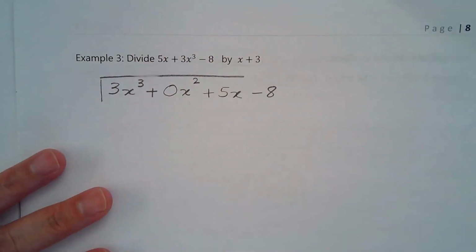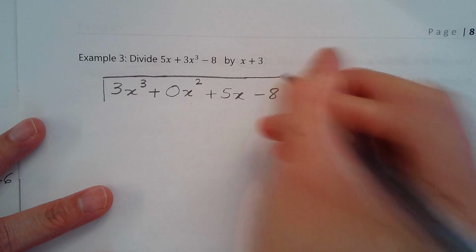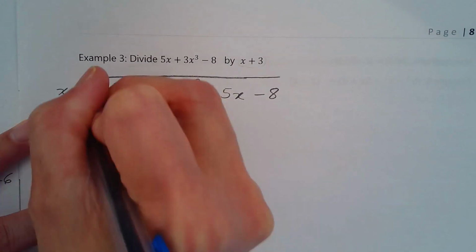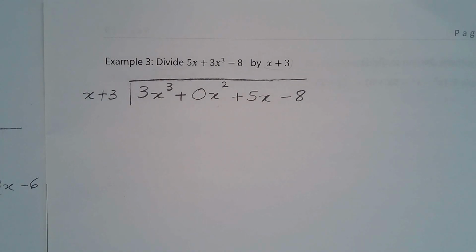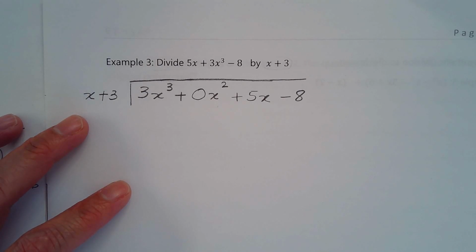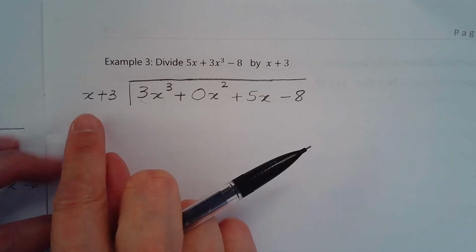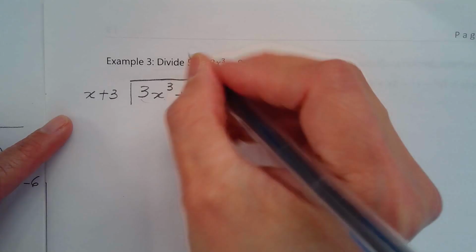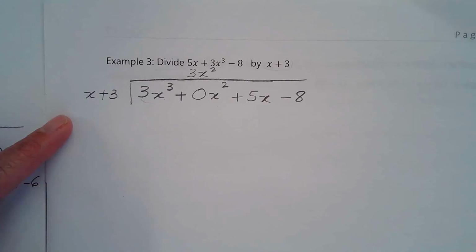Okay, now that it's in order, we can, oh, I gotta extend this. Okay, let's try it together, okay? So you're gonna do the pattern of divide, multiply, subtract. Divide, multiply, subtract. Here we go. 3x cubed, we're gonna divide it by x. What do we get? 3x squared. Okay, is that okay?